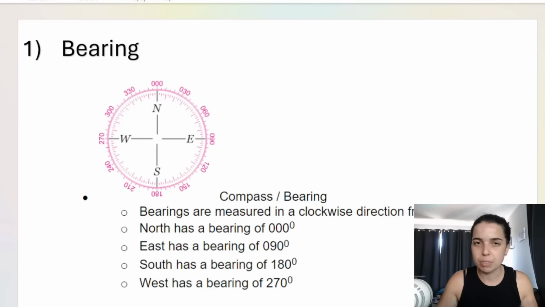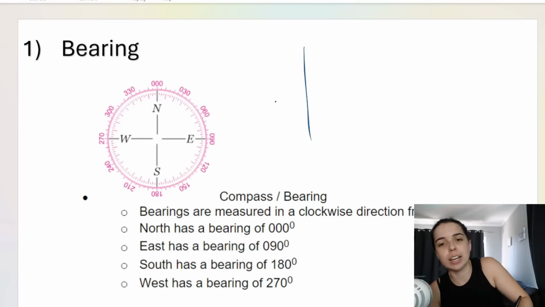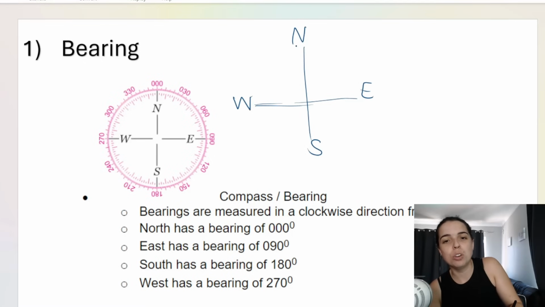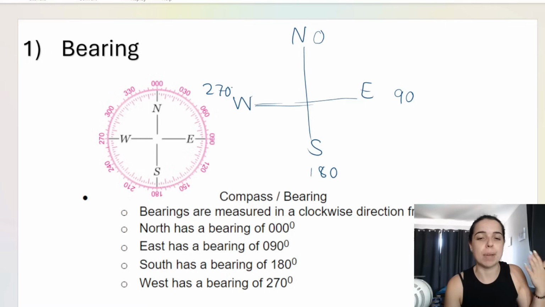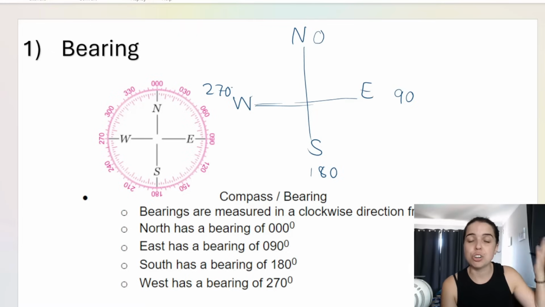What is bearing? Bearing relates to the compass. We all know the compasses look like this. Well, if you don't know, here's a reminder. Never eat sour worms. North, east, south, west. If you are north, you have a bearing of 0, east 90, south 180, and west 270. And guys, how I got those numbers, it's just that bearings are measured in a clockwise direction from north.